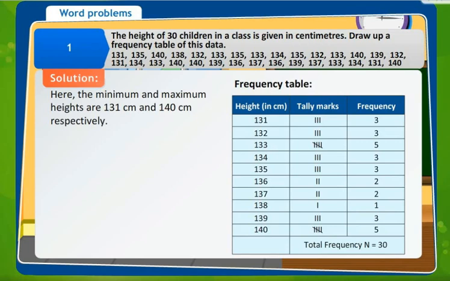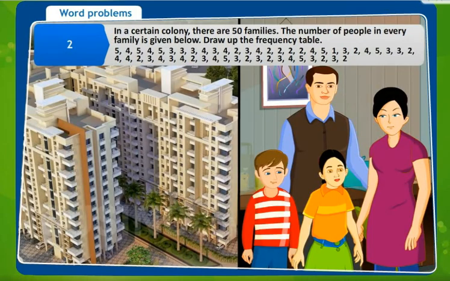If you see in the entire information of the 30 children, 131 is 3 times, 132 is 3 times, 133 is 5 times, 134 is 3 times, 135 is 3, 136 is 2, 137 is 2, 138 is 1, 139 is 3 times and 140 is 5 times. So the total frequency if you add is 30. That means the information given to us was 30.